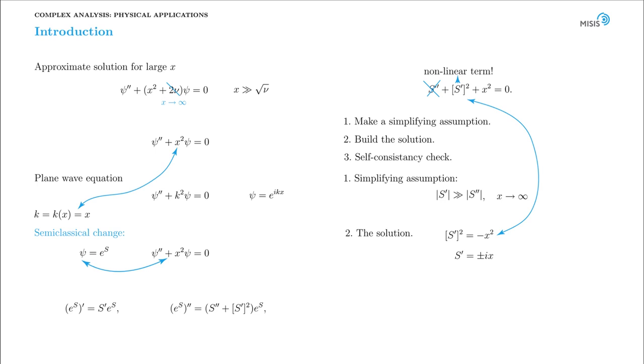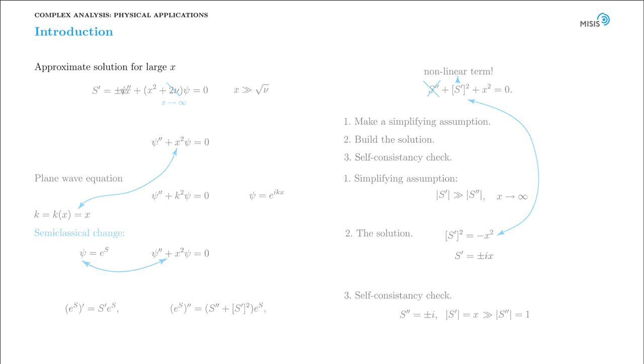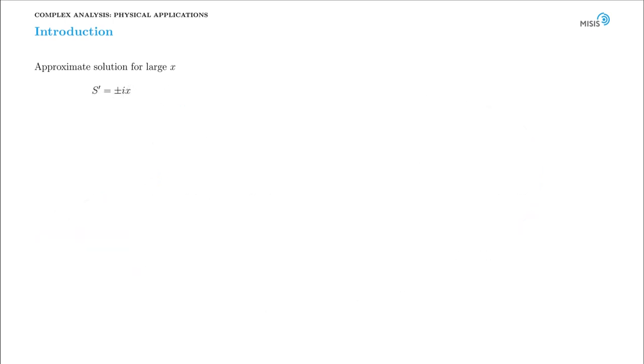At this stage, we can already check if our simplifying assumption is satisfied. The second derivative is simply plus minus i. And indeed, the modulus of s prime is much greater than the modulus of s prime prime. So we are on the right track. Next, we perform a simple integration and finally obtain our asymptotic solution. Here it is.